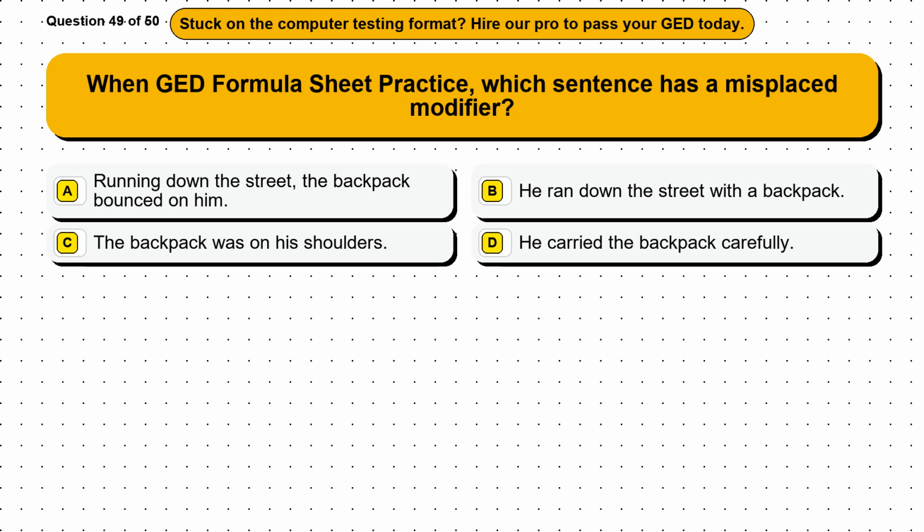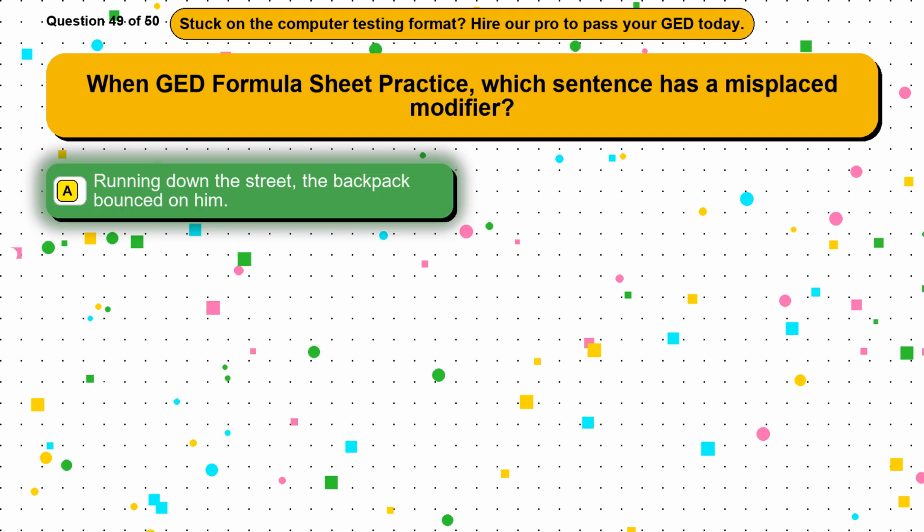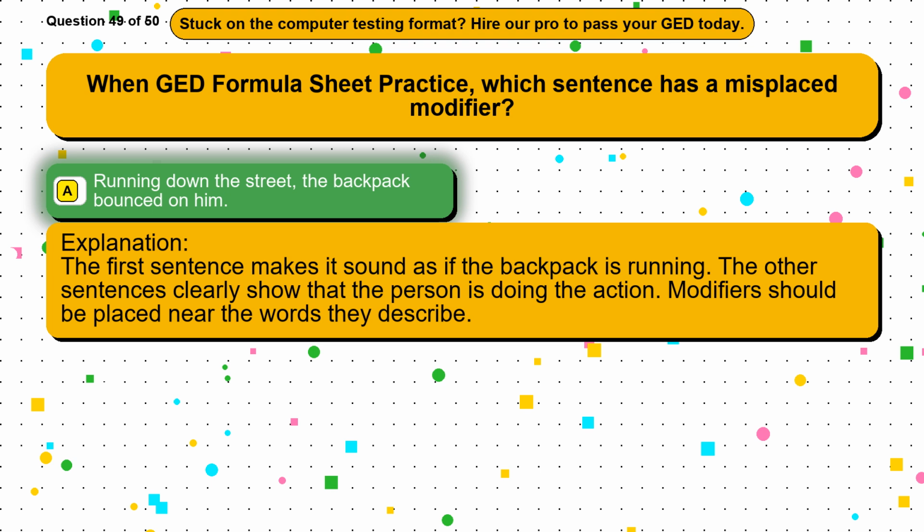Question 49. When GED formula sheet practice, which sentence has a misplaced modifier? Option A, running down the street, the backpack bounced on him. Option B, he ran down the street with a backpack. Option C, the backpack was on his shoulders. Option D, he carried the backpack carefully. The correct answer is option A. Running down the street, the backpack bounced on him. The first sentence makes it sound as if the backpack is running. The other sentences clearly show that the person is doing the action. Modifiers should be placed near the words they describe.